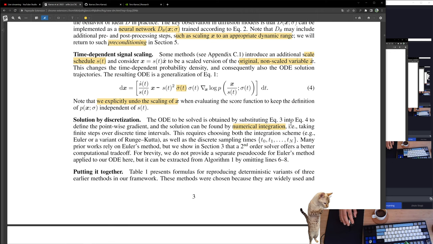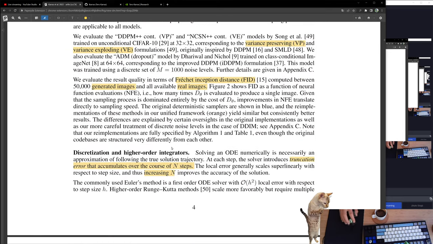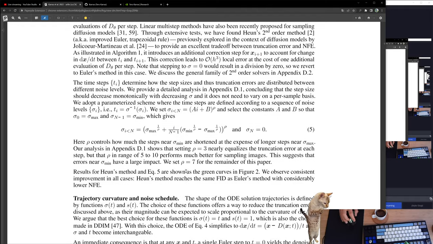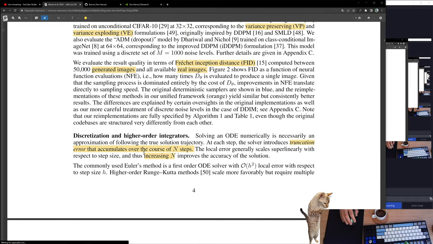When you do numerical integration, you're taking finite steps over discrete time intervals. So in a mathematically ideal world, you'd be taking an infinite number of infinitely small steps. But you can't actually do that in the real world because you need to actually compute something with a computer and you need to have numbers. So instead, you're going to take hopefully a large number N of very, very small step sizes.